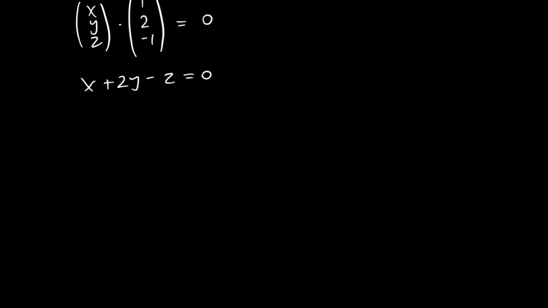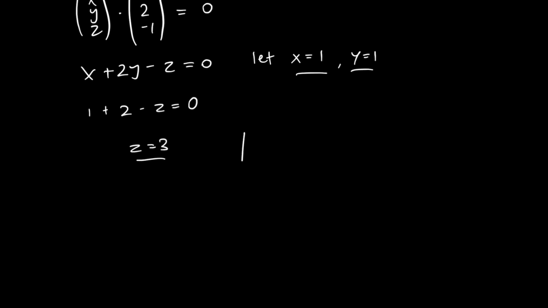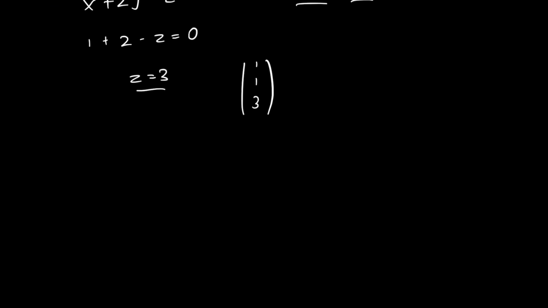And like before, we just let x and y equal a certain number. So we'll let x equal 1 and y equal 1. This is quite easy for us to work with. So we'd get 1 plus 2 minus z is equal to 0. Solving for z gives us 3. So these are our entries for the orthogonal vector. So we'd get (1, 1, 3). That's an orthogonal vector. We want to verify the solution like before.